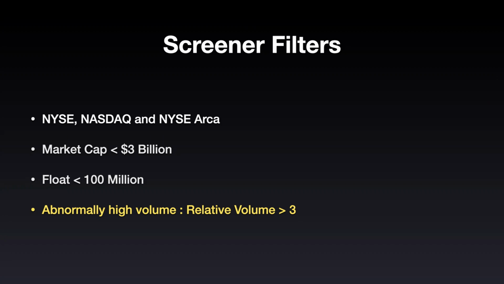So I search for stocks that may be experiencing an abnormally high volume day by using the relative volume filter set to 3 or higher. This means any stock that is trading 3 times its normal volume or higher.